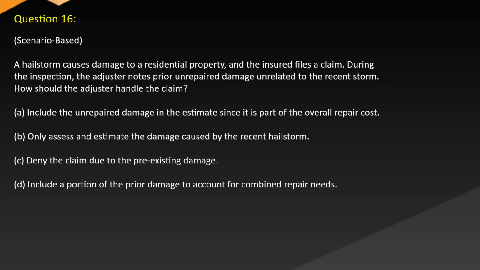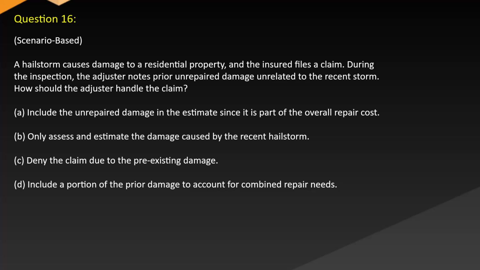Question 16, scenario-based. A hailstorm causes damage to a residential property and the insured files a claim. During the inspection, the adjuster notes prior unrepaired damage unrelated to the recent storm. How should the adjuster handle the claim? A. Include the unrepaired damage in the estimate since it is part of the overall repair cost. B. Only assess and estimate the damage caused by the recent hailstorm.